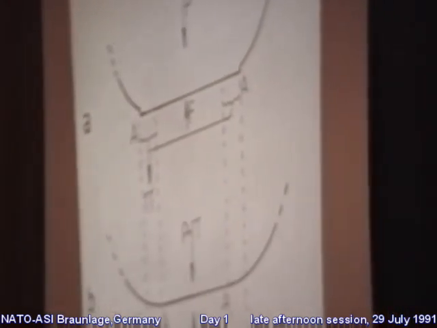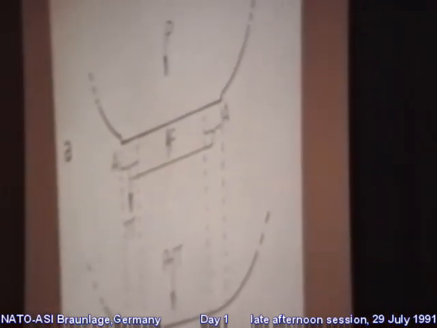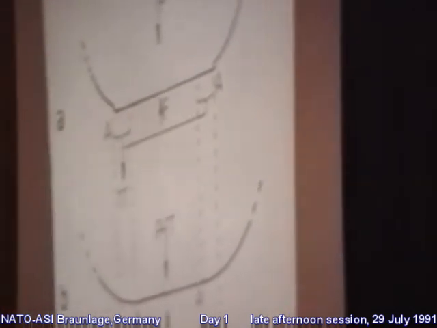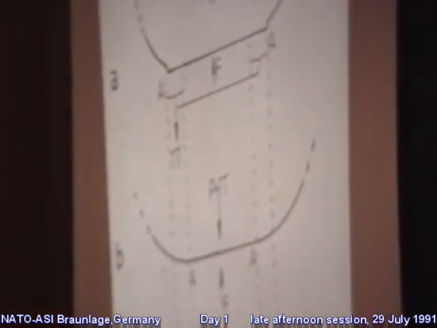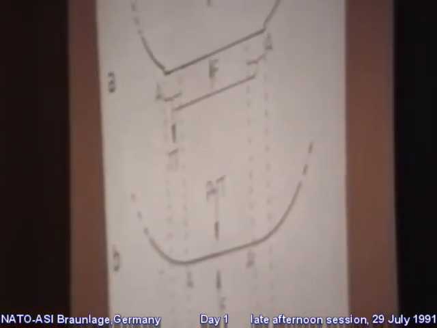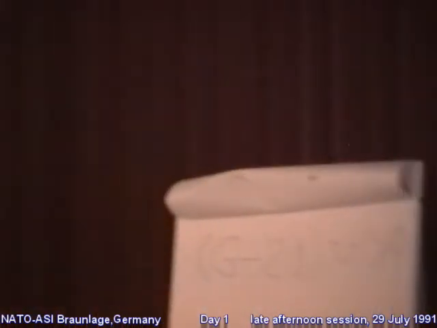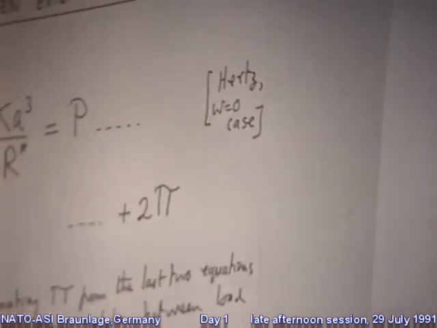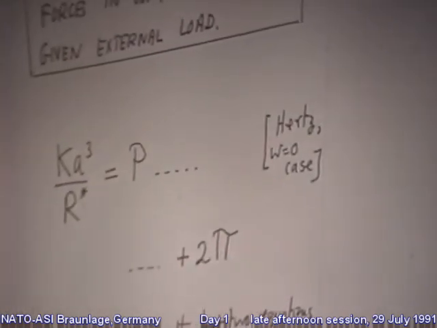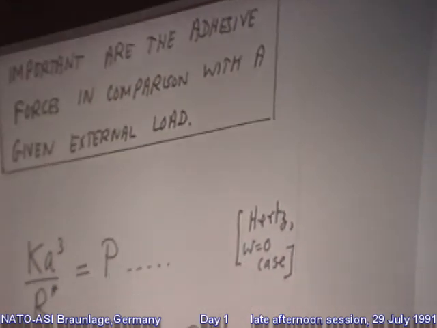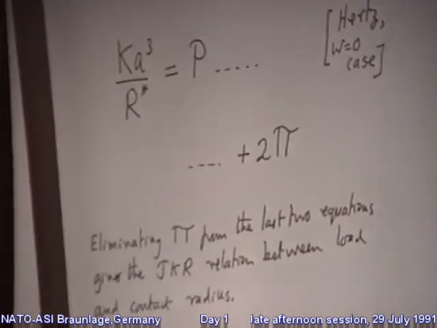A and R, that was derived by Johnson, Campbell, and Roberts in 1971. And there it is. I haven't actually written it down because it's rather complicated, but all we've got to do is to take the last two equations and substitute for pi.